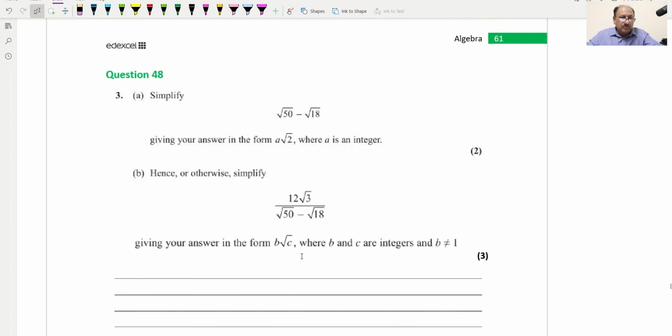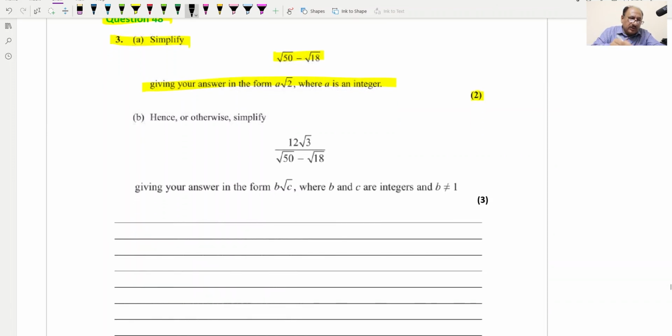Now this is question number 48. Question 48 is question number 3 of the past paper. So under root 50 minus 18, giving your answer in the form under root a under root 2, where a is an integer. This is a 2 marks question which we have to do.